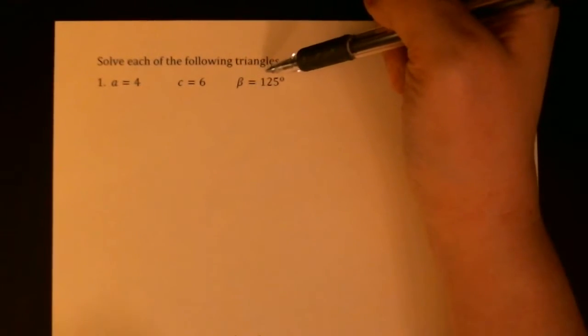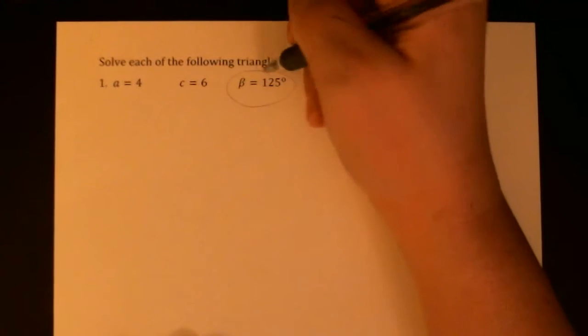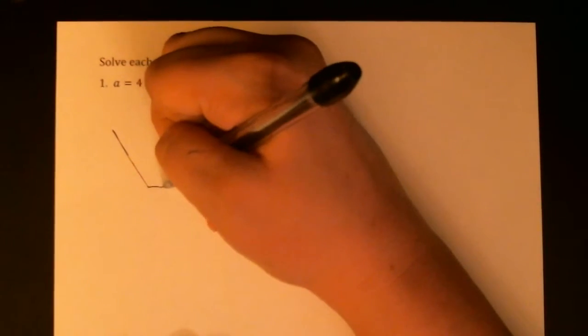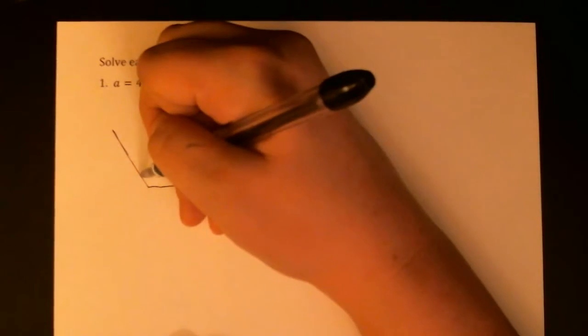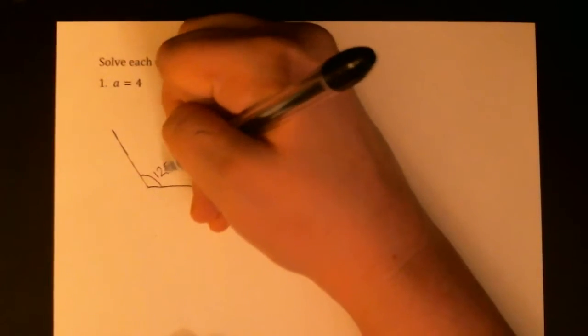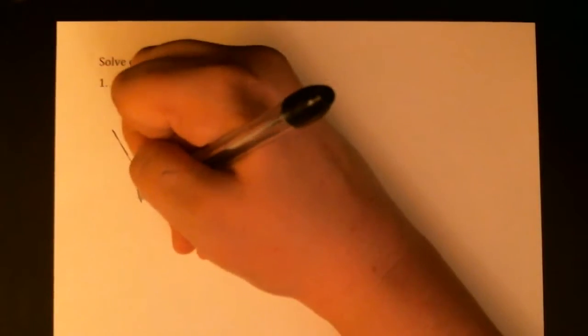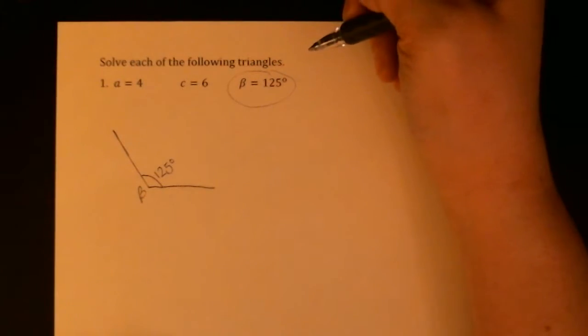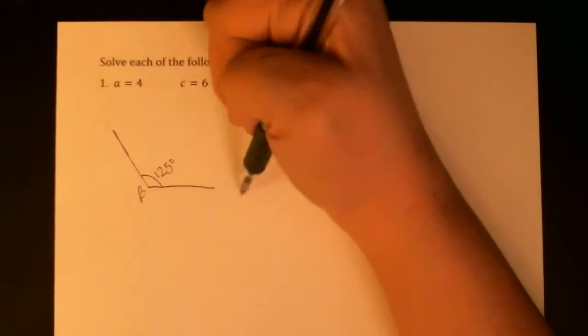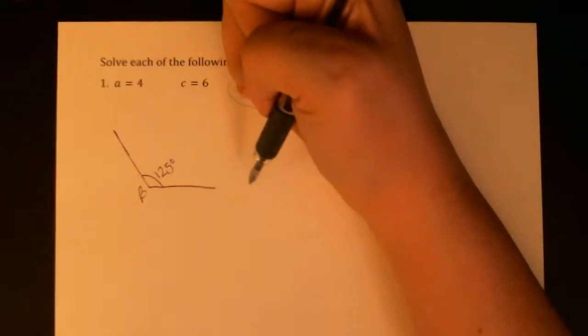Okay, so for this one, we want to try and get a reasonable sketch. So I'm going to start with the angle that I know. So 125 degrees is a bit bigger than 90. So we'll say that is roughly what 125 degrees looks like. And that's angle beta. And then I have sides A and C. So I do not have side B, which means the opposite is one of my unknowns.